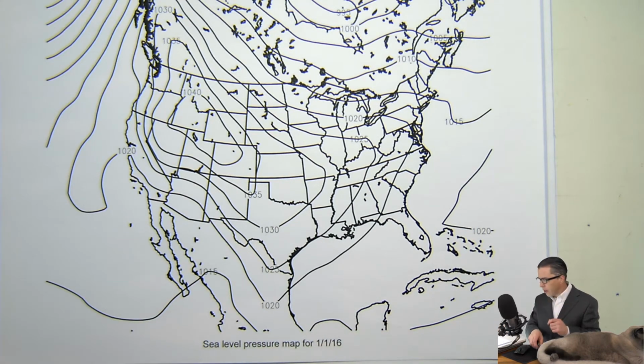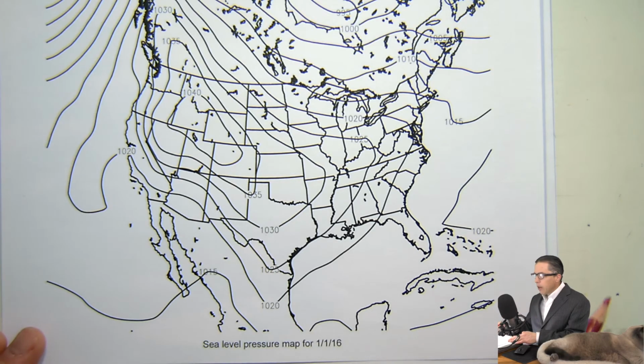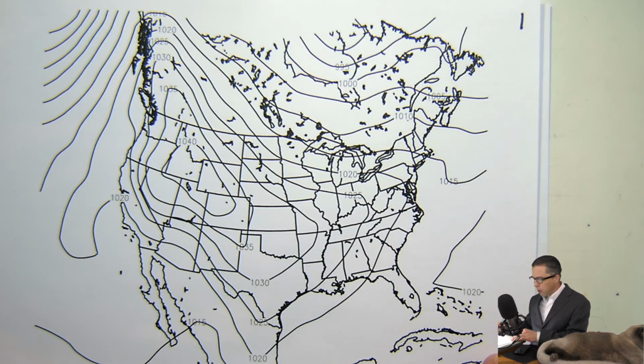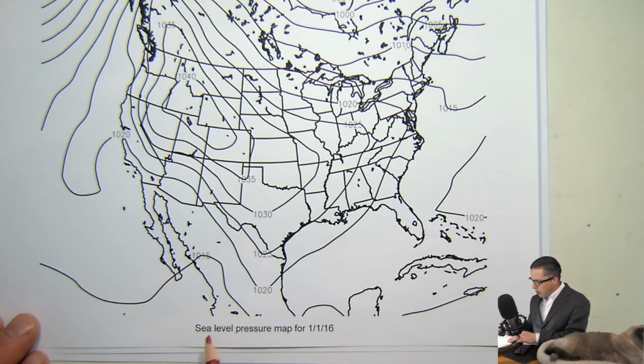And a sea level pressure map, so before we continue, if you're one of my current students, I have this posted on Learn. There's 3 pages. You might want to print these out before we start. If you're coming here from somewhere else on the internet, I have these on my website if you want to download those. So there's 3 pages numbered 1, 2, 3. We're going to start with page number 1. And on the bottom it says sea level pressure map for 1/1/16.